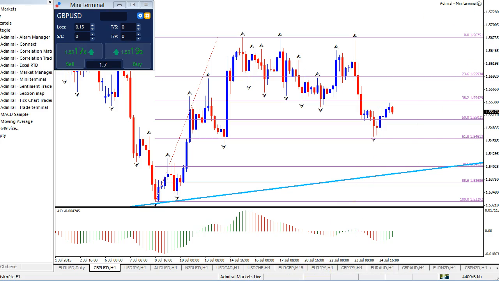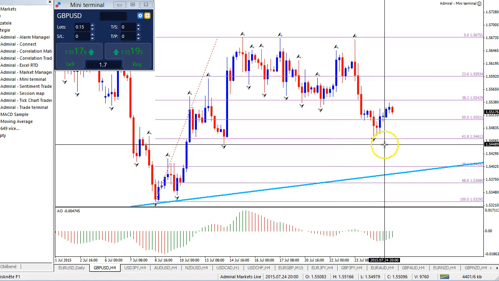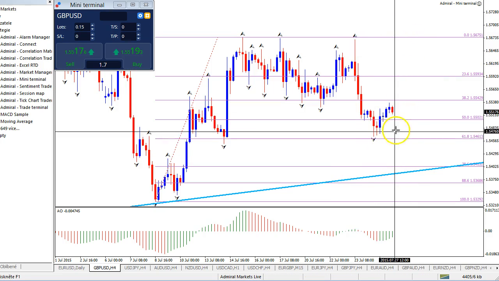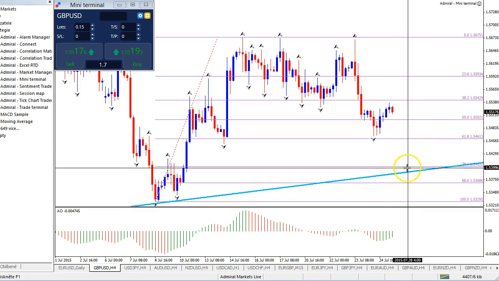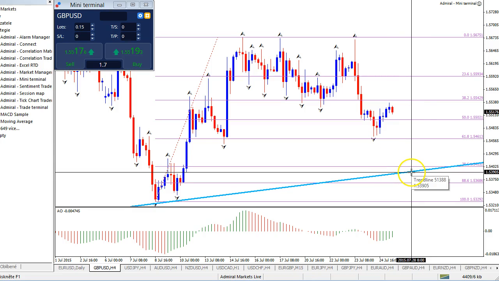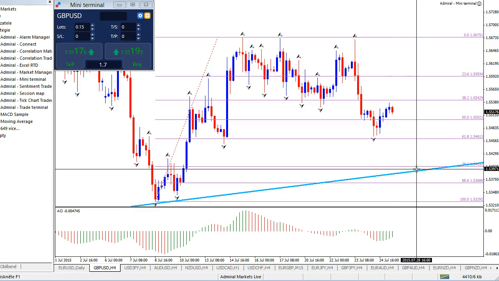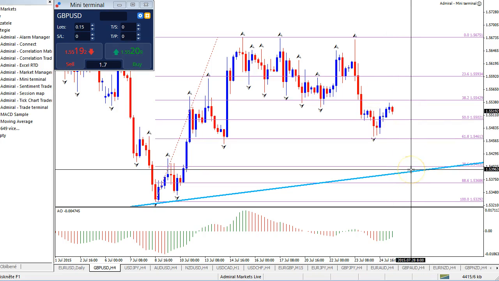Alright, first pair on the list is the pound dollar. Looking at the 4-hour chart, I saw personally a bounce at the 61.8 Fibonacci retracement level, and what I'm looking for is either a retracement deeper down to the 78.6, where there's a confluence of a support trend line coming in. That could be an interesting spot for a long this week if we get the correction downwards.